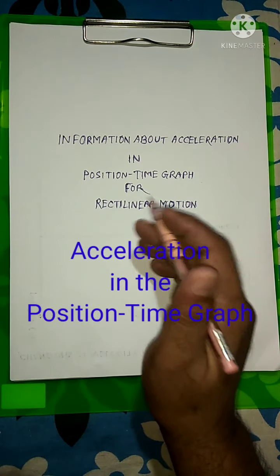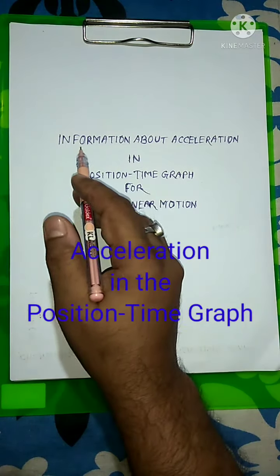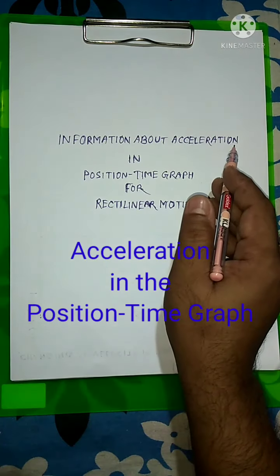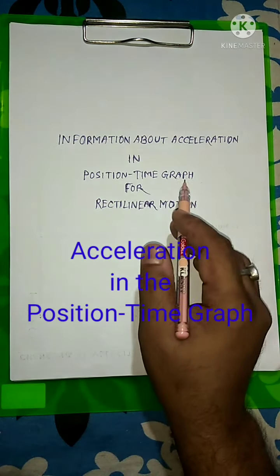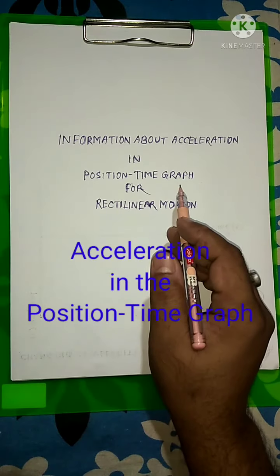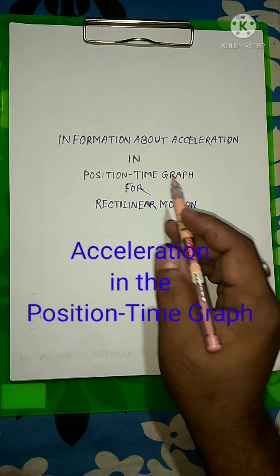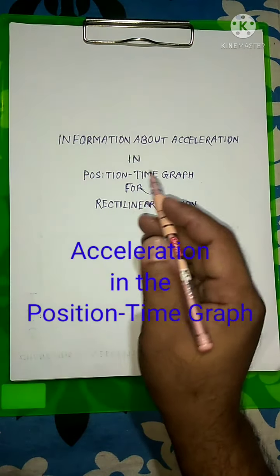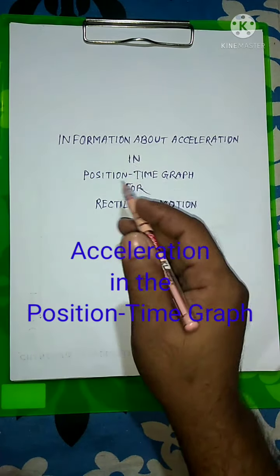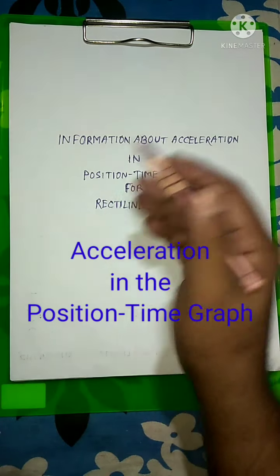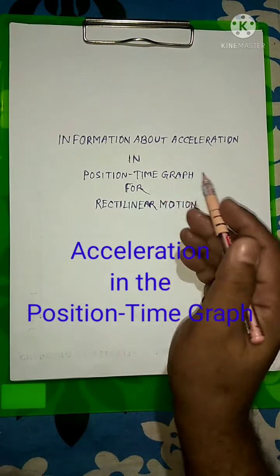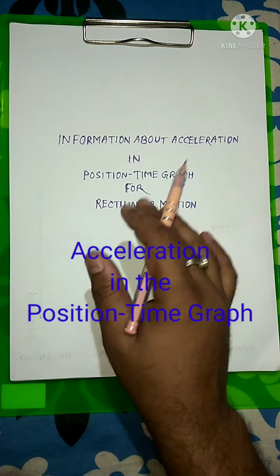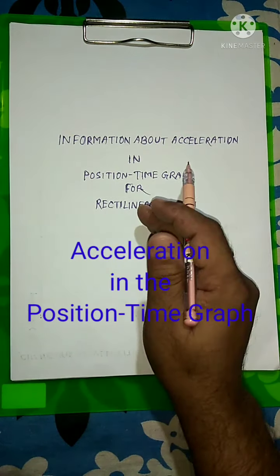I'm Pranasish. I'm here to tell you whether we get some information about the acceleration of a particle in the position time graph for the rectilinear motion of the particle. In the last video, we learned how the velocity changes at different points along the same straight line or curve obtained in the position time graph corresponding to the rectilinear motion of a particle.